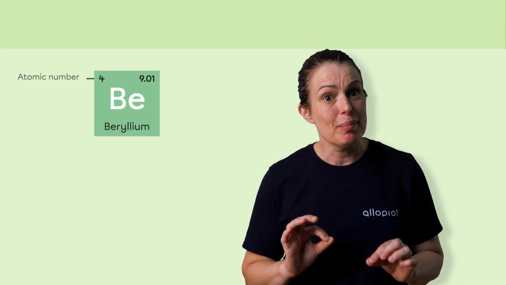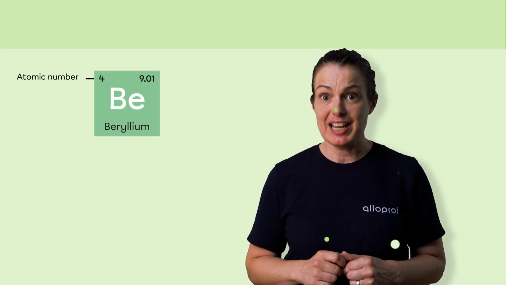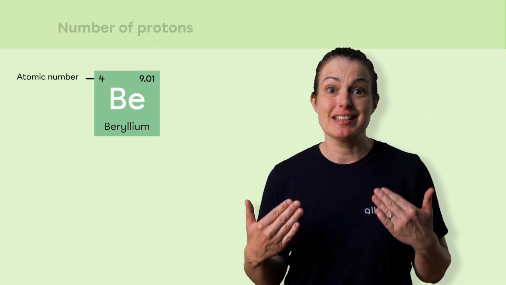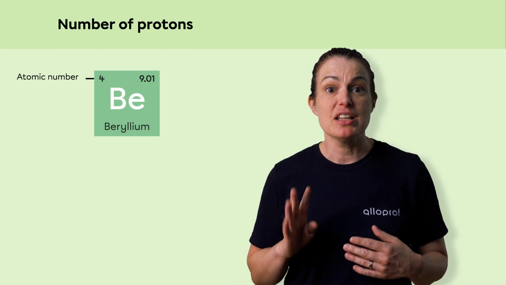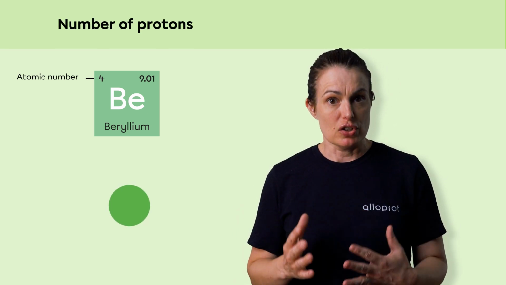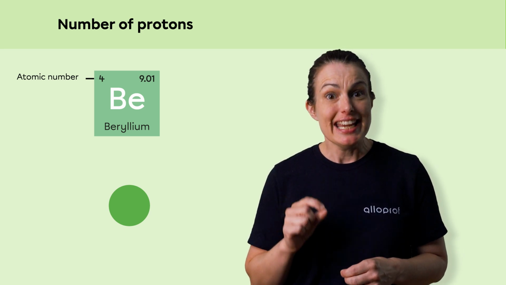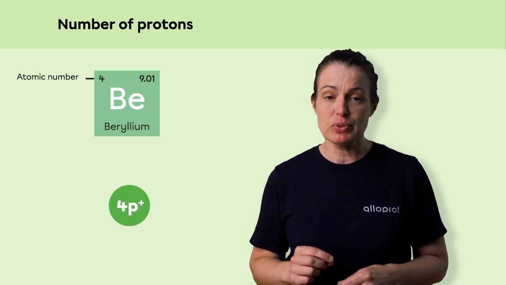First, determine the atomic number of the atom you want to represent. This number indicates the number of protons in the atom. For example, a beryllium atom has 4 protons. Draw a circle representing the nucleus and indicate 4p+ for protons.